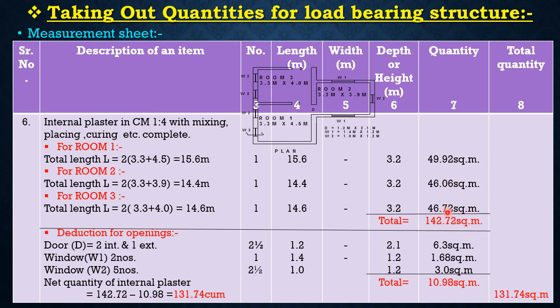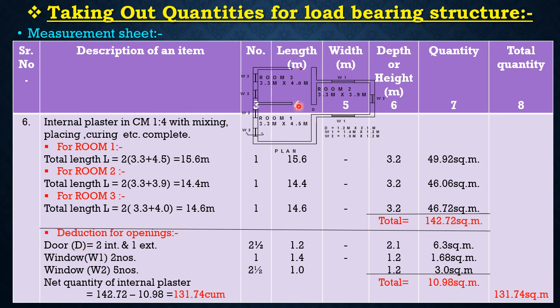Then addition of these three is 142.72 square meter internal plaster quantity. Deduction of area of openings for each face is done from the total quantity of internal plaster as per rules given in IS 1200. Then deduction for openings for door D.